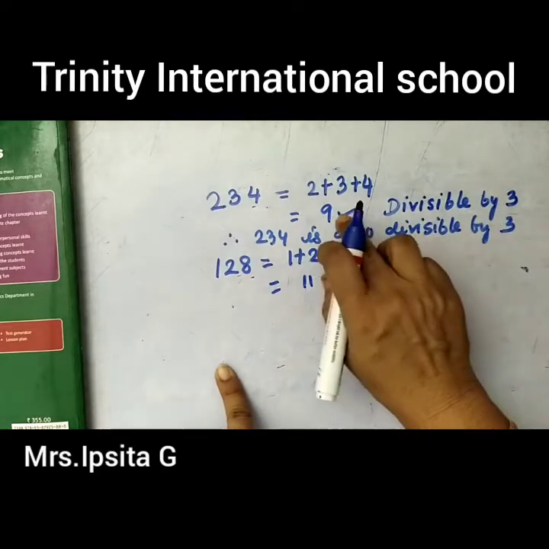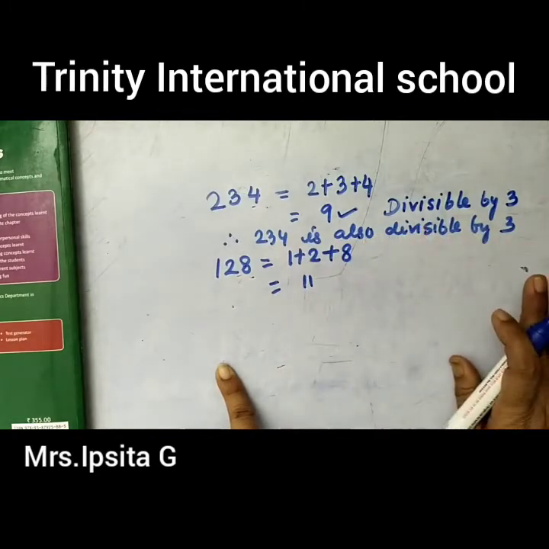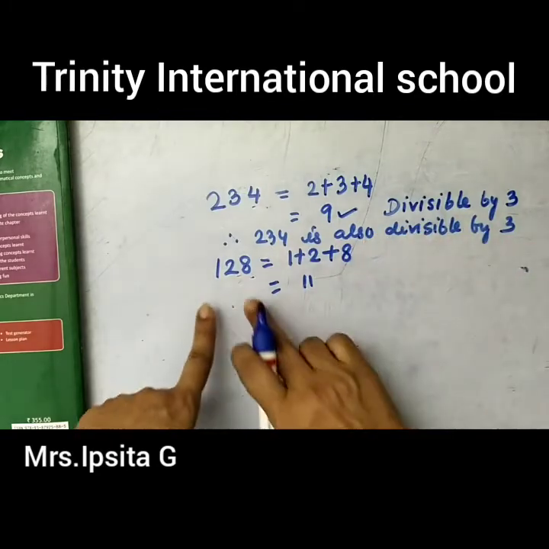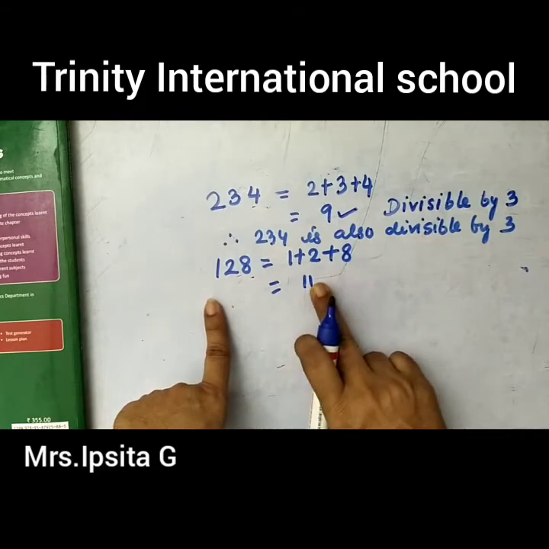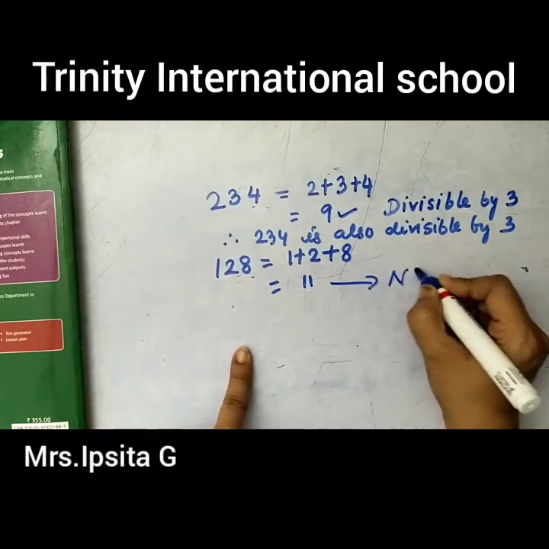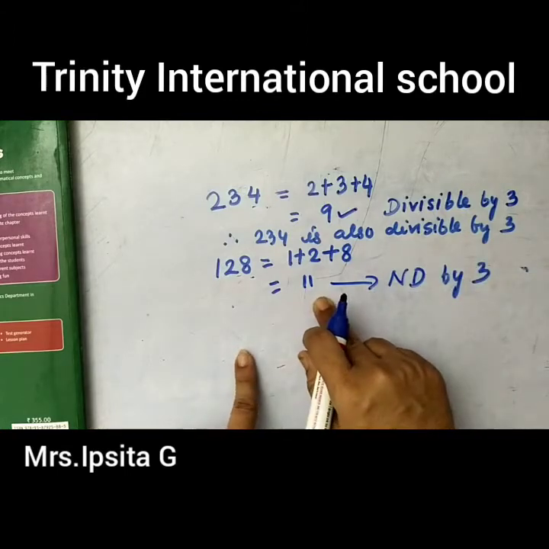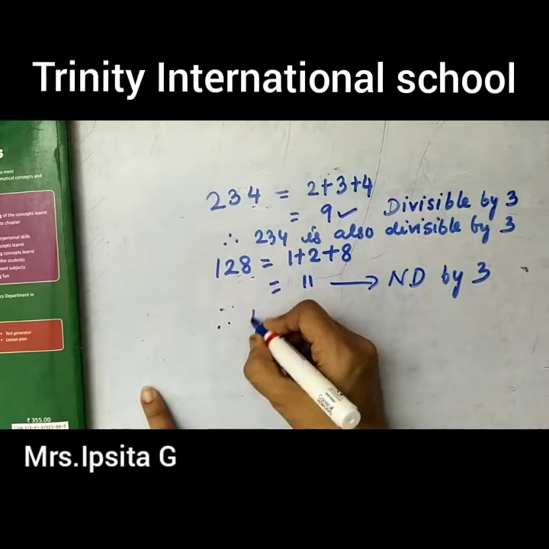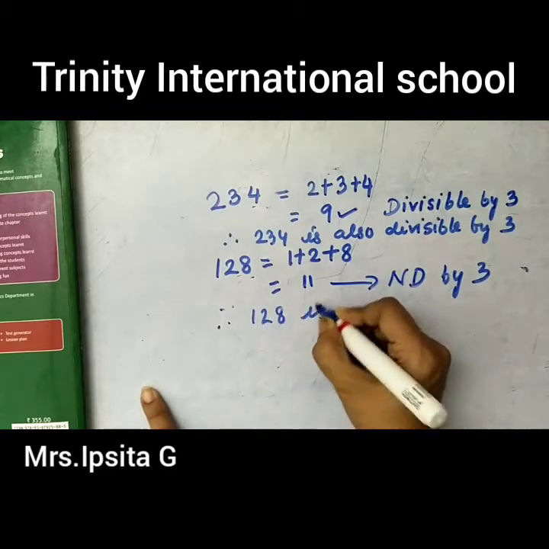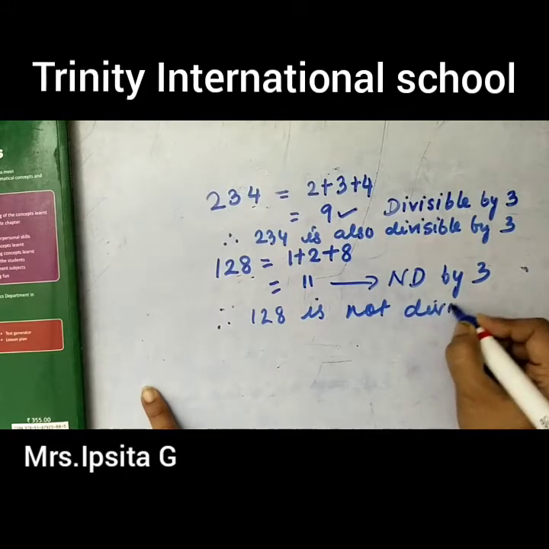Okay, since this sum is divisible by 3, therefore 234 is divisible by 3. Okay, now look here, यहाँ पे हमको क्या सम मिला है 11. So this is not divisible by 3. ये जो 11 है तो 3 के टेबल में नहीं आता है. Therefore 128 is not divisible by 3.